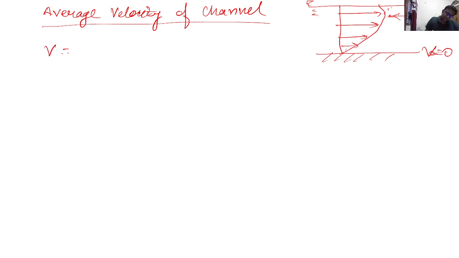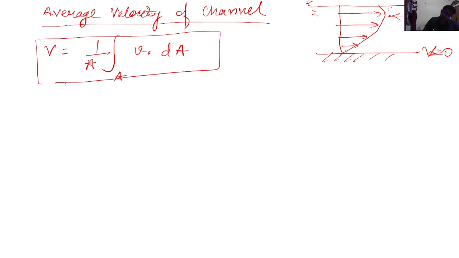Now the average velocity can also be found out by just integrating the discharge, that is the velocity at different sections times the incremental area dA, and just dividing it by the total area of the cross section. So this is the expression used for the average velocity, where small v is equal to actual velocity, and capital V is equal to average velocity. I will explain it using some formulations too.